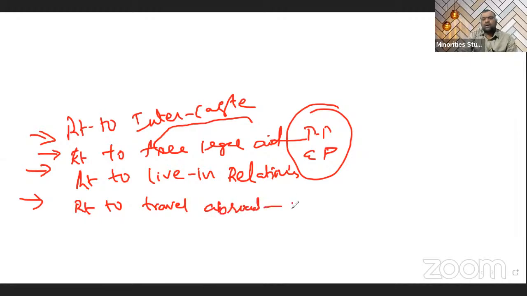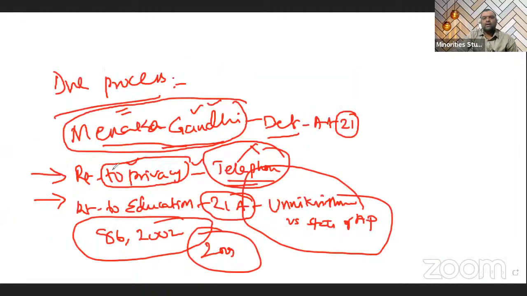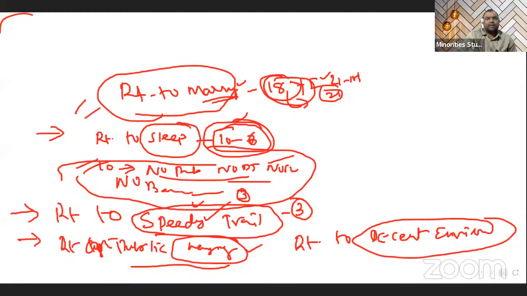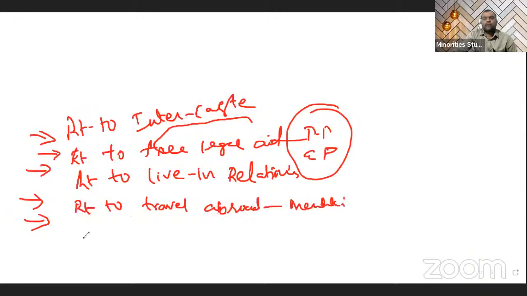Right to travel abroad is from the Maneka Gandhi case, the passport case. One can have a right to travel abroad. After crossing the majority age, you have every right to go anywhere. So likewise, you will have a number of things. So far, I have discussed right to privacy, right to education, right to sleep, right to marry, right to speedy trial, right against public hanging, right to decent environment. There are so many things, and right against handcuffing.